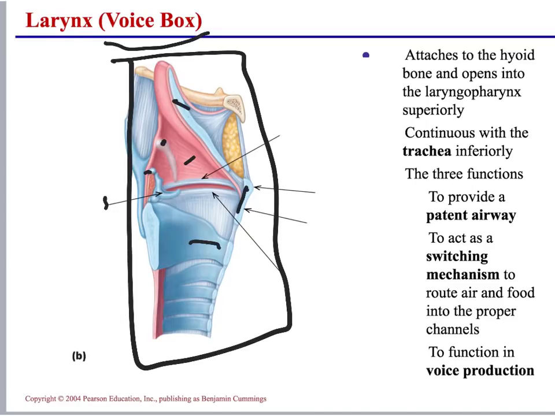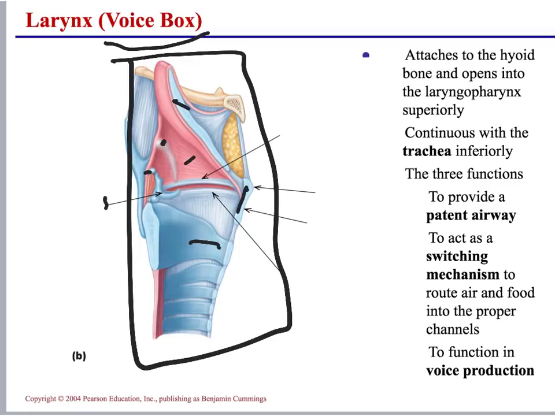Now, the larynx is continuous with the trachea, and from the cricoid cartilage down below we have the C-ring cartilages of the trachea. These cartilaginous structures are important to keep the airways patent, open, right? Not only that, but the switching mechanism in there, especially the epiglottis, is what allows food to be routed into the esophagus and prevents it from coming down into our airways.